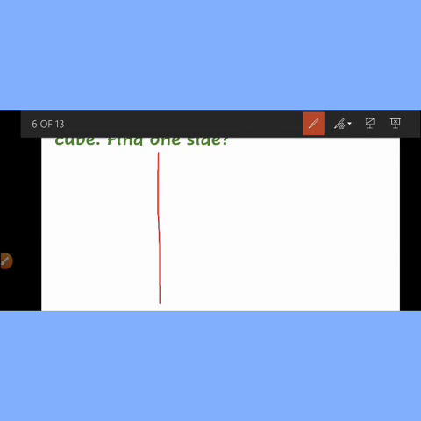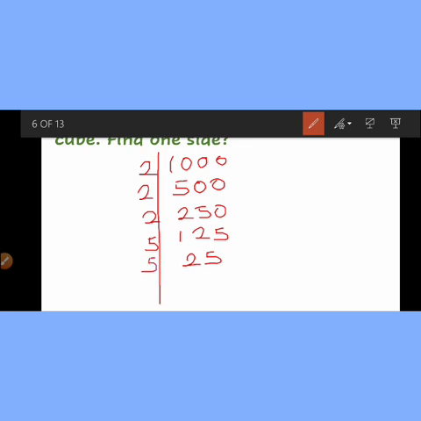Now, this is what we're going to do. Using our LCM method, we have 1000. 2 can go into 1000 to give us 500. 2 can go into 500 to give us 250. 2 can go into 250 to give us 125. Now 5 in 125 will give us 25. 5 in 25 will give us 5. And 5 in itself will give us 1.